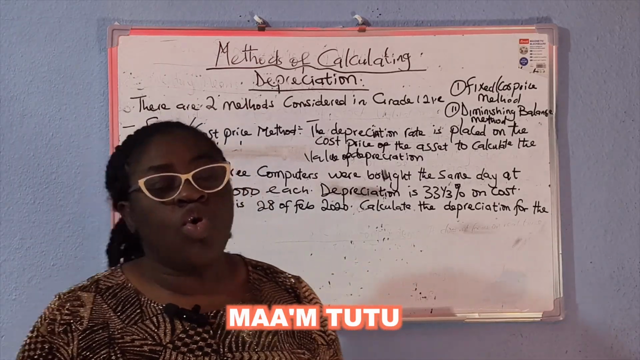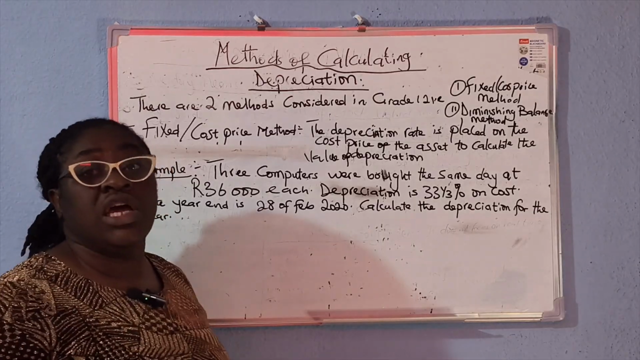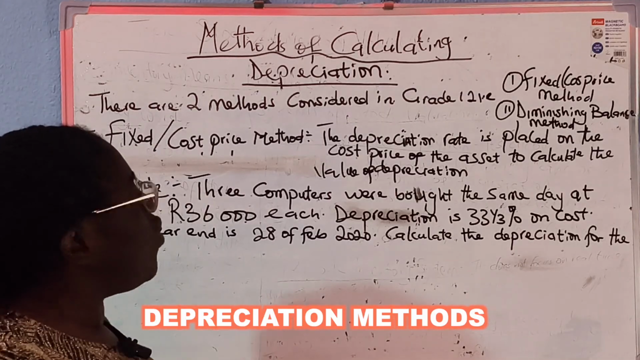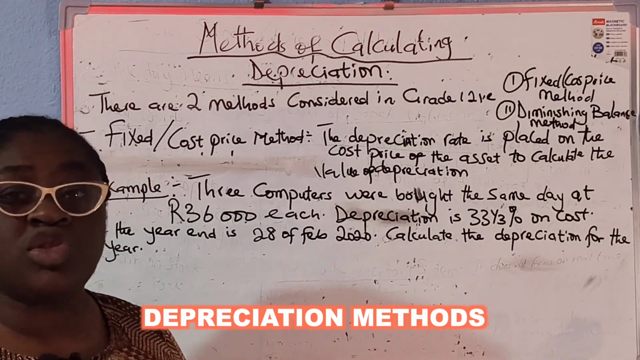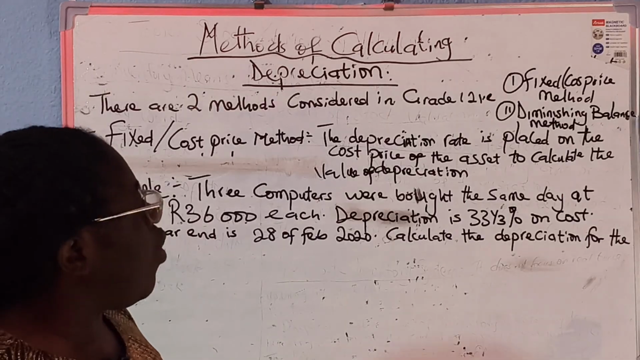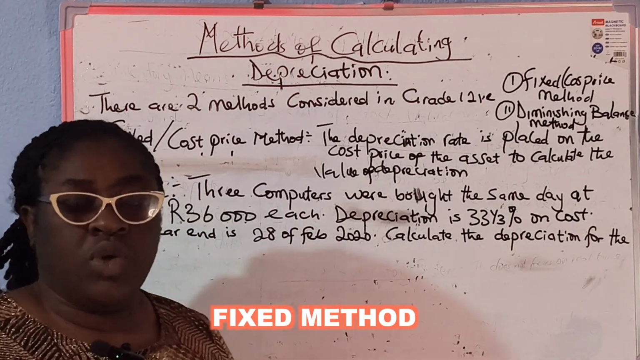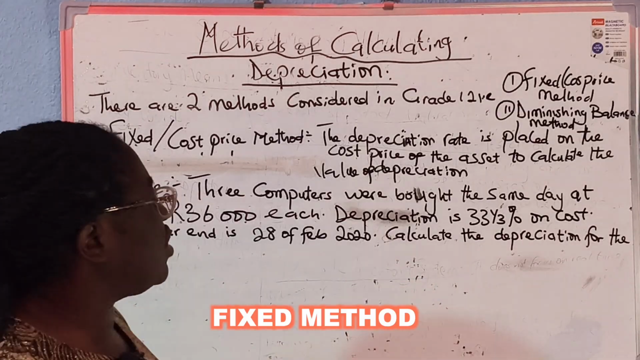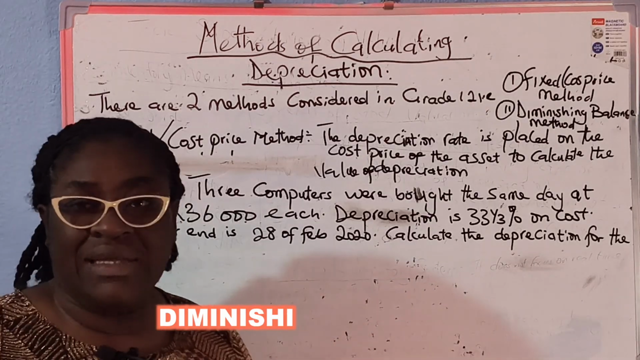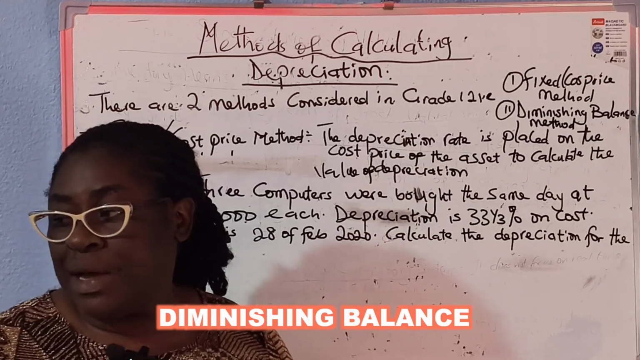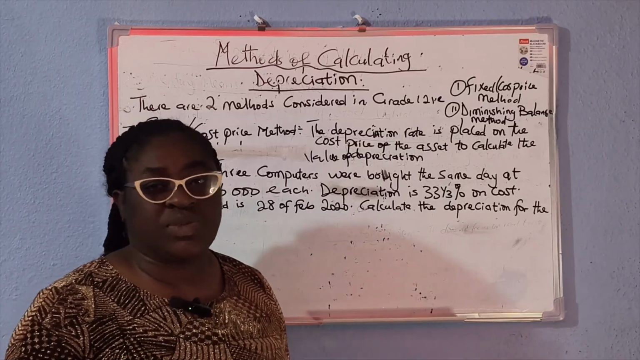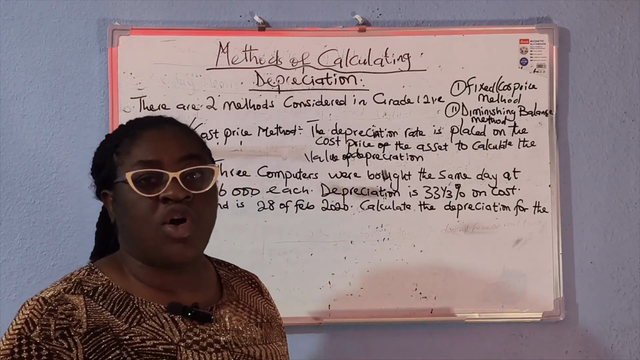Today, I want to take you through the methods of calculating depreciation. For the purpose of grade 12, we are only considering two methods of calculating depreciation: the fixed, or what we call the cost price method, and the second one, the diminishing balance method. For today, we are going to be looking at the fixed, or cost price method.